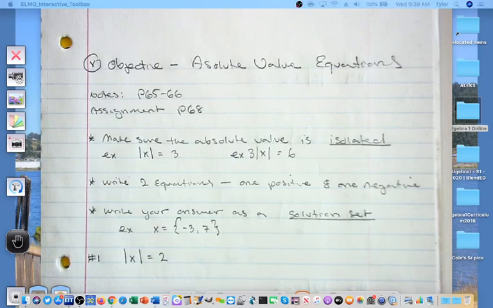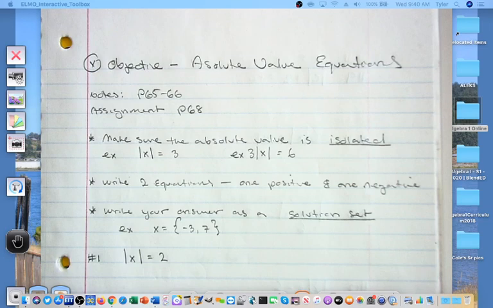Okay, so today we're going to talk about solving absolute value equations. The notes that I'm going to do are going to be from page 65 and 66. Your assignment will be one page, page 68, and really the hardest problems that I go over with you guys here today are actually not on that assignment. So you should be all right with the easier examples here.